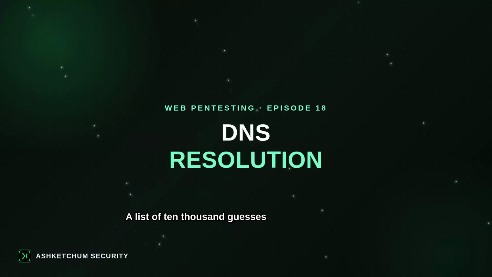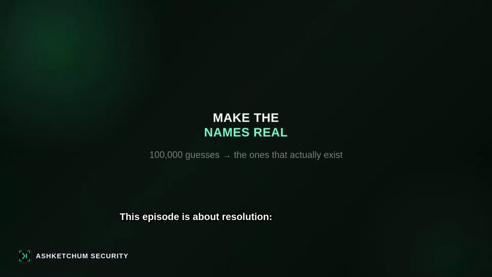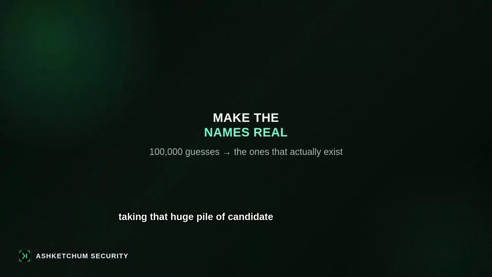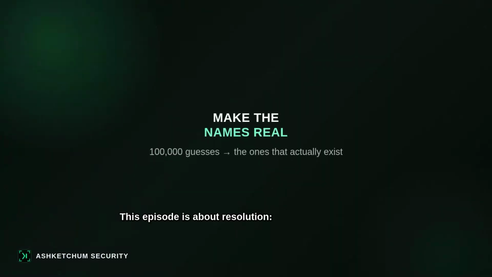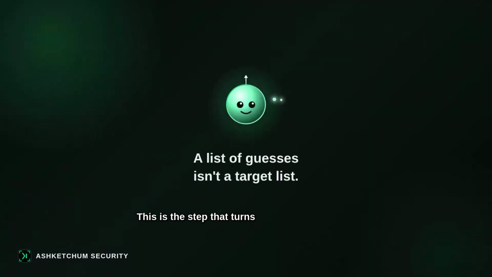Last episode, you built a list of every possible subdomain a target has. But here's the problem, most of those names are dead. They don't point anywhere. A list of 10,000 guesses is useless until you know which ones are actually real. This episode is about resolution, taking that huge pile of candidate names and finding the ones that actually resolve to a live server, fast, and at massive scale. This is the step that turns a raw word list into a real map of the target.